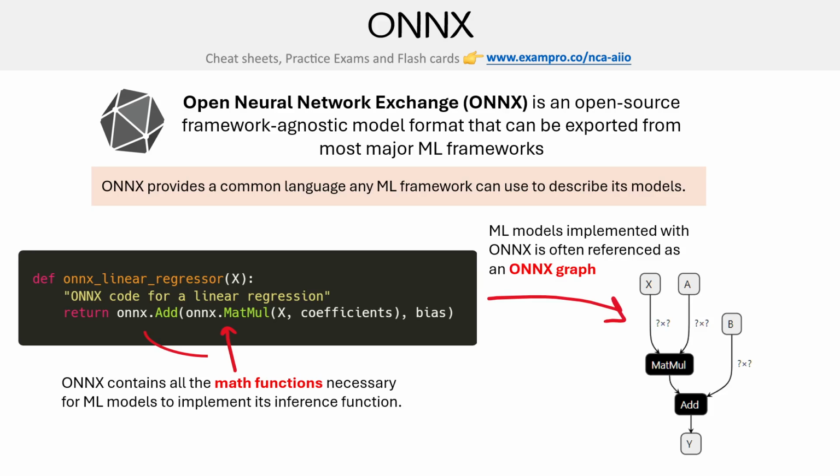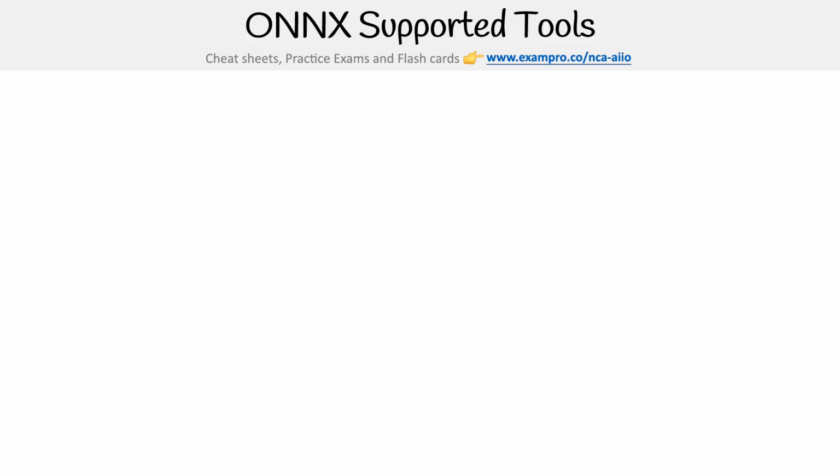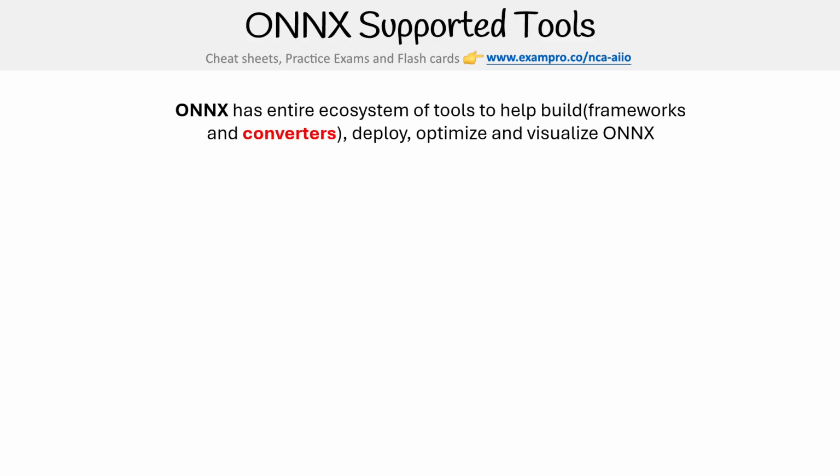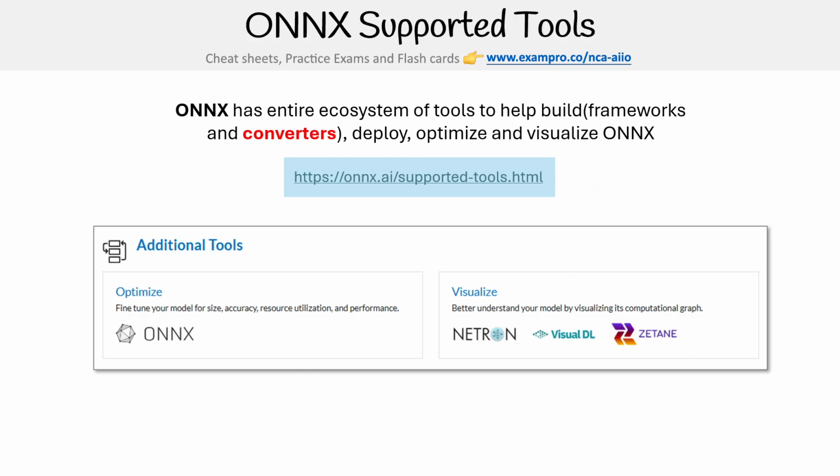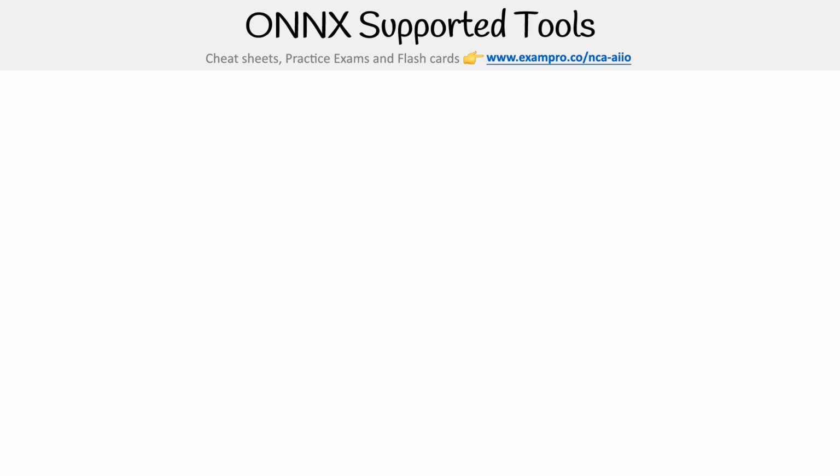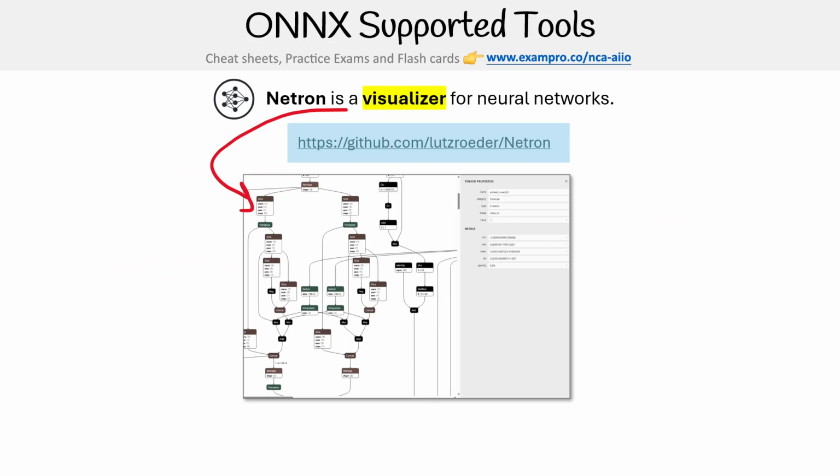So ML models implemented with the ONNX framework are often referenced as ONNX graphs, okay? And that's kind of a visualization of it. ONNX does have an entire ecosystem of tools to help build frameworks and converters, deploy, optimize, and visualize ONNX. There's more than just these, but the ones that I thought were really useful are the optimizers and the visualizers. One in particular that's kind of fun is Netron, where you can go here and load in an ONNX model, and it'll completely give you the graph.